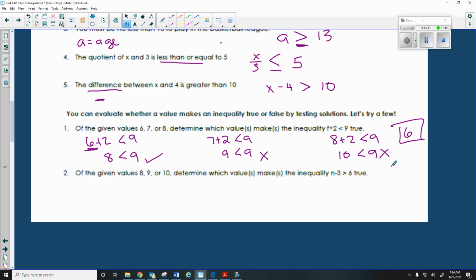There's other numbers out there, like 5 would work, 4, 6.5 would work, but of the given ones, that's the only one that works. So if you want to pause and try this one out, go for it.